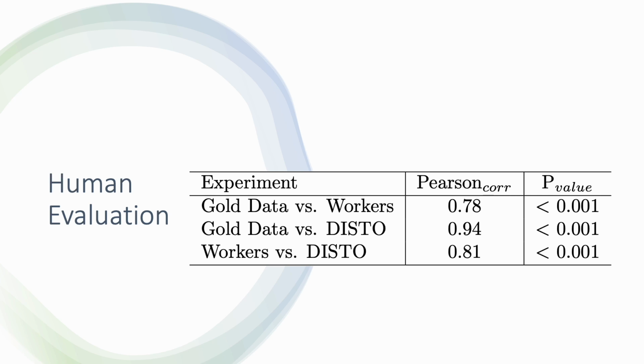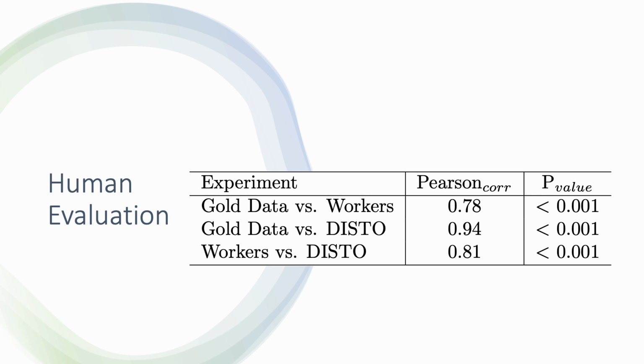But in order to drive that message home, we did a human evaluation. Here we had Amazon Mechanical Turk workers say whether a given distractor from the dataset was either good or bad. And we can compare the average worker score to the labels from our gold data. So the gold data are 1 and 0 for good and bad, and the workers give a good or bad score, and we average it over multiple workers. You can see that the gold data and the workers' scores are correlated 0.78. The gold data versus DISTO, 0.94, and workers versus DISTO, 0.81. So this shows us that the workers are similarly correlated to DISTO as they are to the gold data.